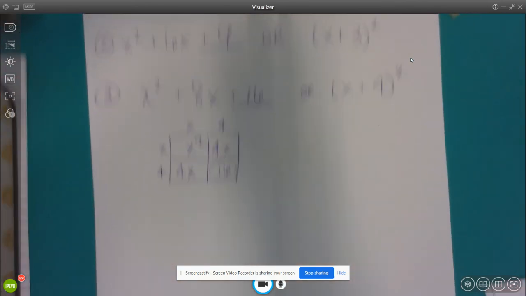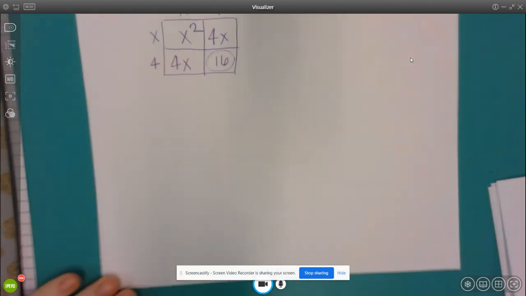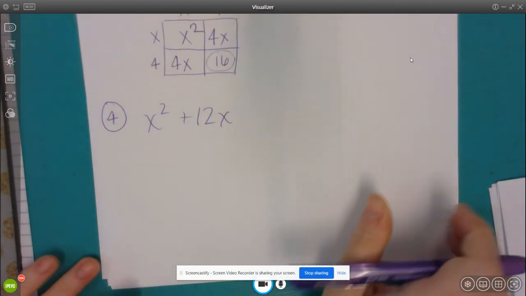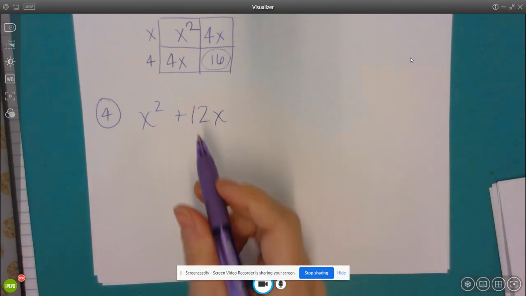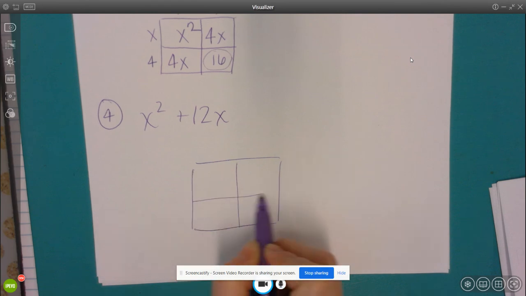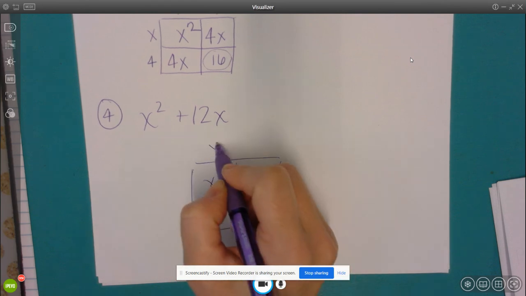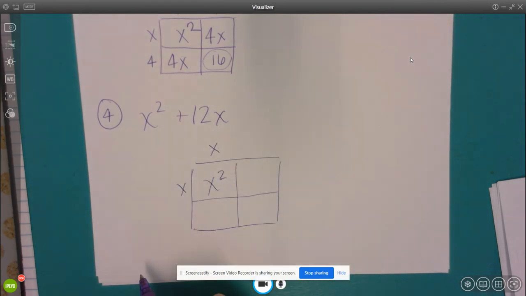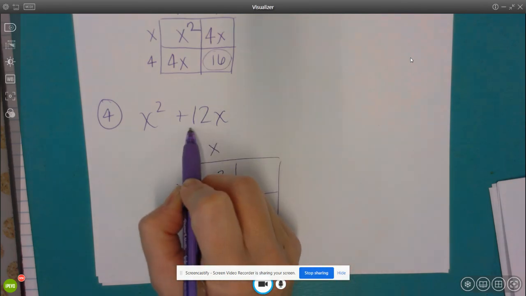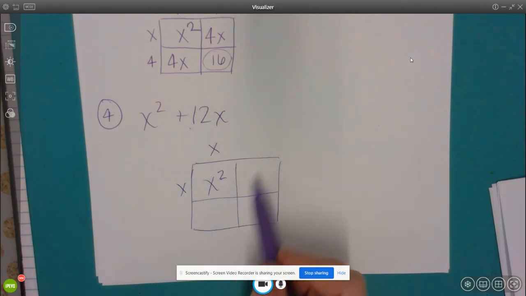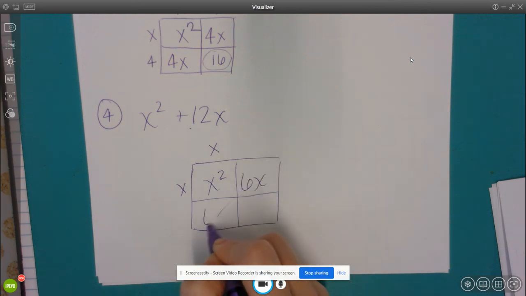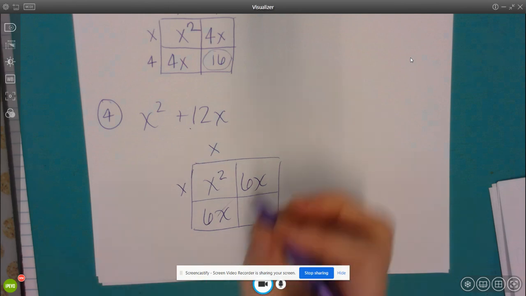So our last example is x squared plus 12x. So again, I'm going to draw the box. This will be x squared, so I know I multiplied side lengths of x. Now I'm going to take this 12x piece and I have to split it equally between those 2 corners. So that would be 6x and 6x.